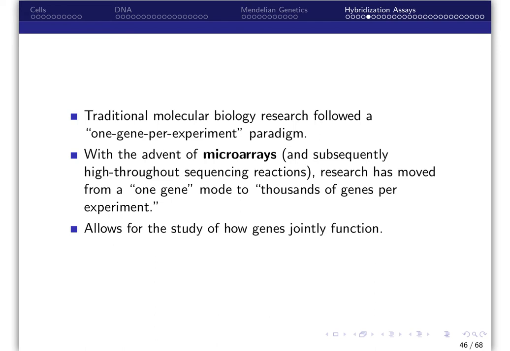Traditional molecular biology research followed a one gene per experiment paradigm. However, with the Human Genome Project, it was imperative that the entire genome, that is, all 22 autosomes and the 2 sex chromosomes, be sequenced and coding genes in their positions identified. So the Human Genome Project spurred industries to massively parallelize the old one gene at a time assays. That led to the advent of microarrays and subsequently high-throughput sequencing. Thus, research has moved from a one gene at a time mode to thousands of genes per experiment. This, in turn, allows us to study how genes jointly function.